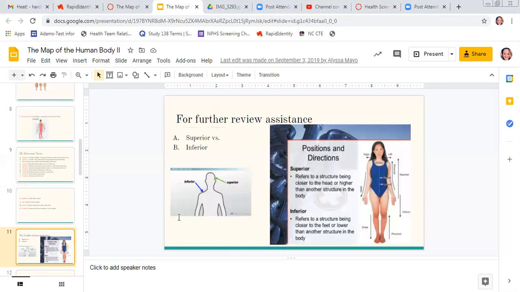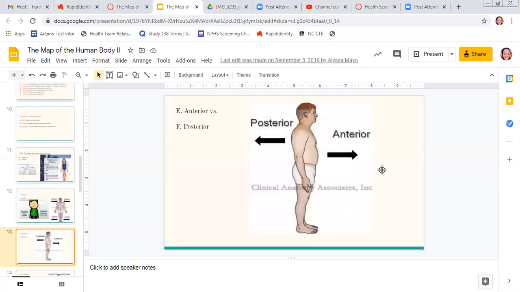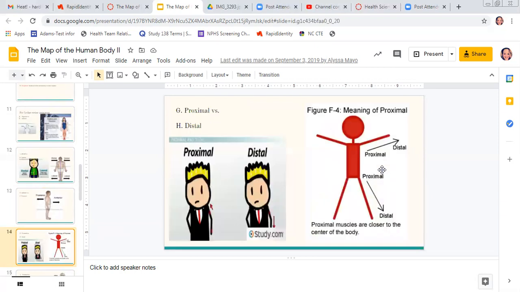For further review or assistance, you have the next few slides, okay? So it's going to talk about superior versus inferior. There's a great slide here that talks about the differences in proximal and distal, right and left, so your lateral versus your midline and things like that. If that helps you and you're a visual learner, it's a great visual for you. Medial and lateral is next, and it gives you lots of examples here. Posterior and anterior. Then your proximal and distal.